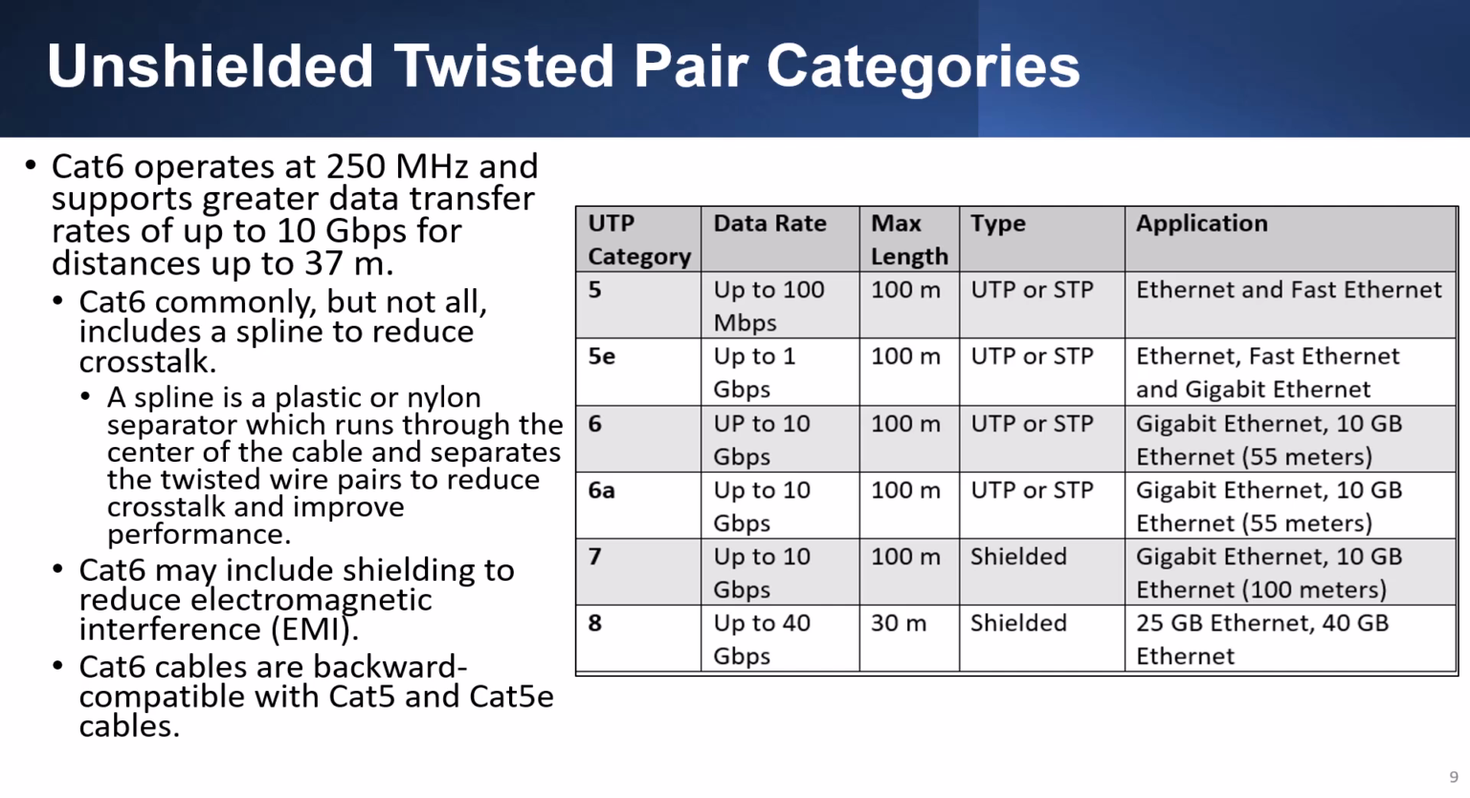Cat6 operates at 250 MHz and supports greater data transfer rates of up to 10 gigabits per second for distances up to 37 meters. Cat6 commonly, but not always, includes a spline to reduce crosstalk.